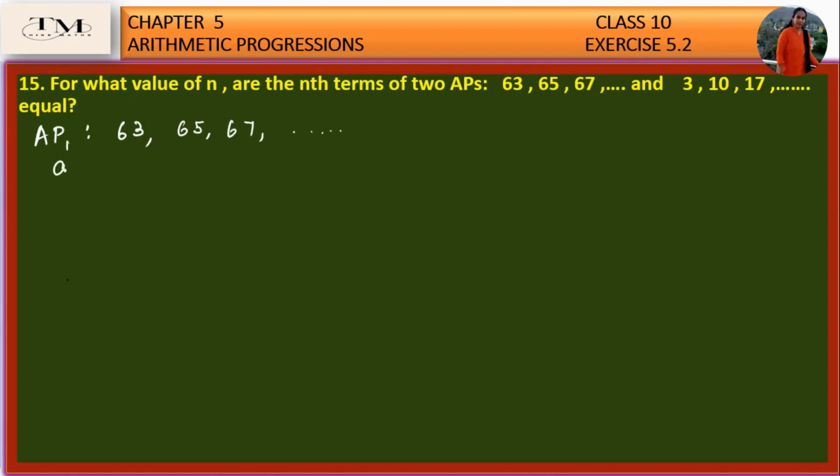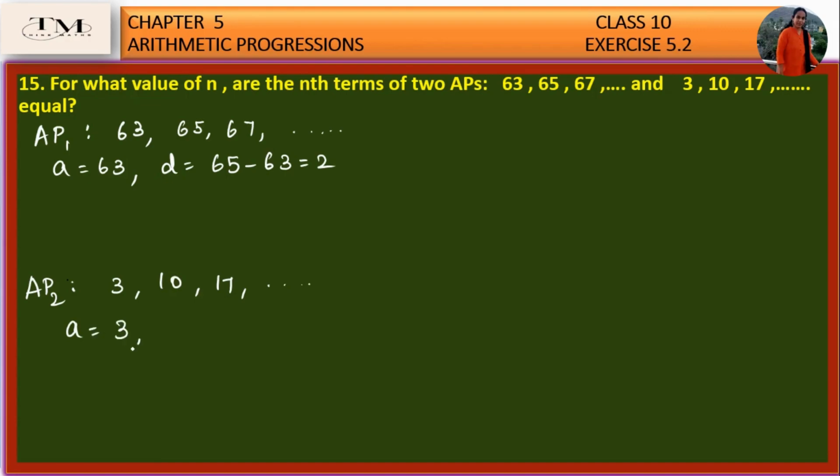So AP1 is 63, 65, 67. For this the first term is 63. D is nothing but 65 minus 63, which is 2. Okay, so AP2 is 3, 10, 17. So here a is equal to 3 and d is equal to 10 minus 3, which is 7. So what is the general formula? an equal to a plus n minus 1 into d.